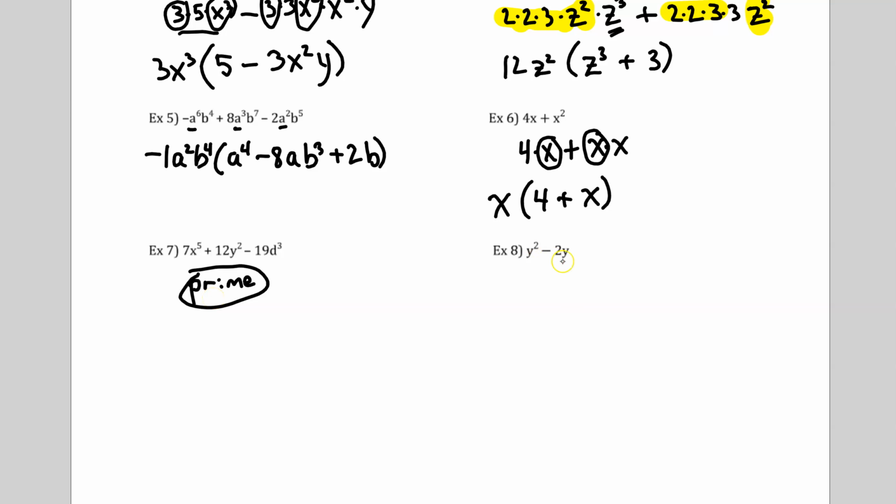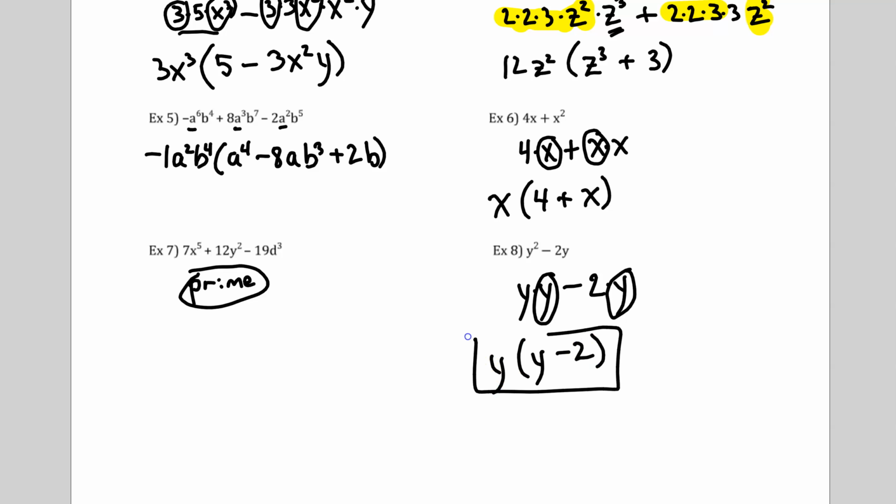So I've got y squared minus 2y, very similar to the problem up above. Y squared is y times y, minus 2y, which is 2 times y. And I see that they both have a y in common. So I take out the y, and I'm left with y minus 2. And that is how this is factored.